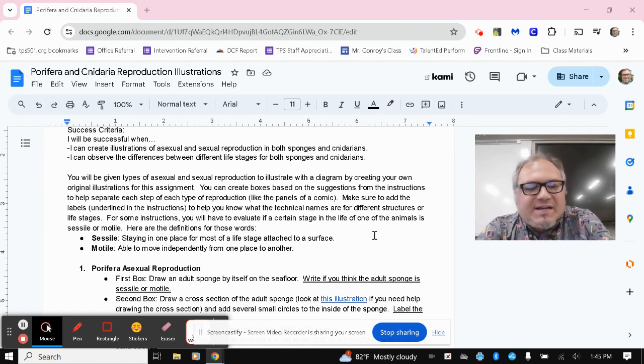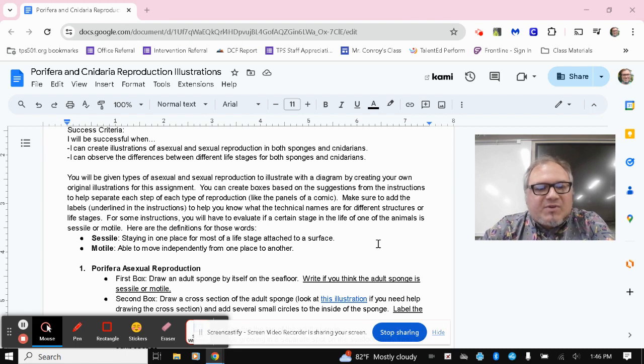Basically, you can do this either on paper or using a digital program, whatever your preference is. It doesn't have to be a super detailed drawing, and you're not being evaluated based on your artistic talent, just on your ability to communicate the information that we're looking for here through some kind of illustration. You can create boxes based on the suggestions from the instructions to help separate each step of each type of reproduction, kind of like the panels of a comic.